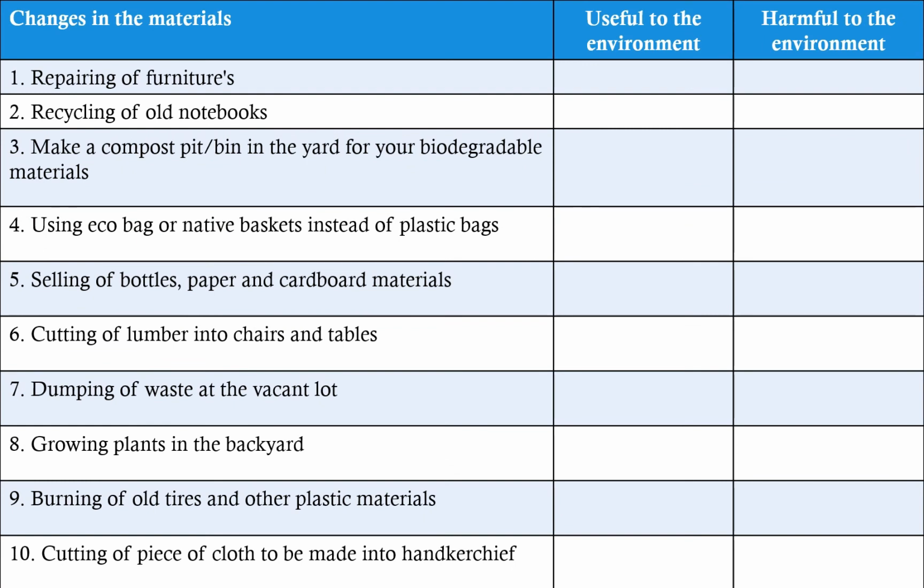Changes in the materials. Number 1. Repairing of furniture. Number 2. Recycling of old notebooks. Number 3. Make a compost pit or bin in the yard for your biodegradable materials. Number 4. Using eco bag or native baskets instead of plastic bags. Number 5. Selling of bottles, paper, and cardboard materials. Number 6. Cutting of lumber into chairs and tables.